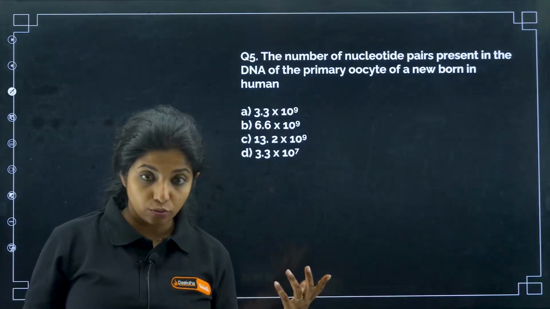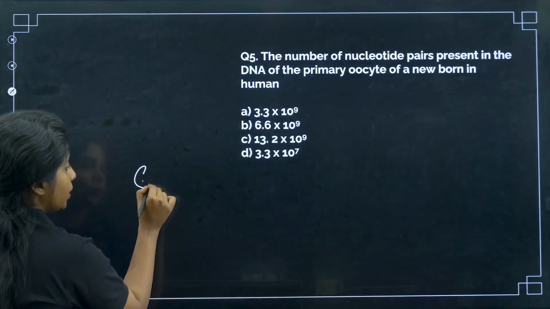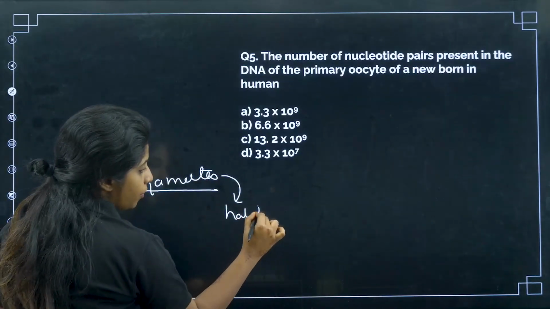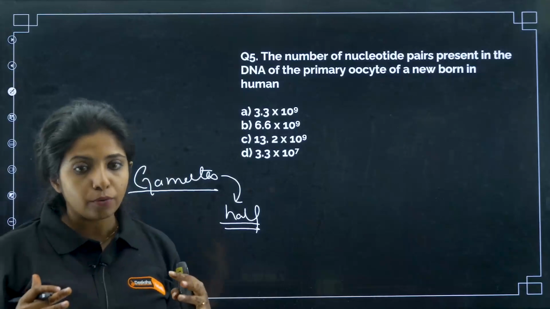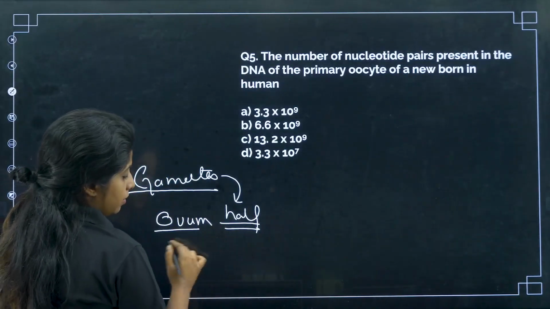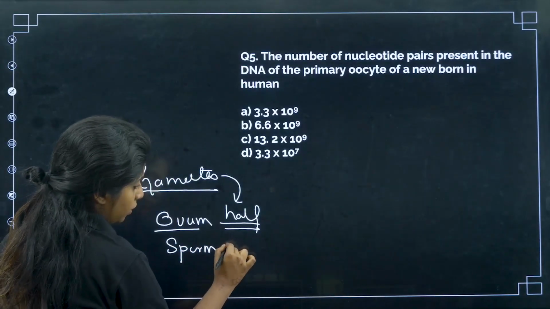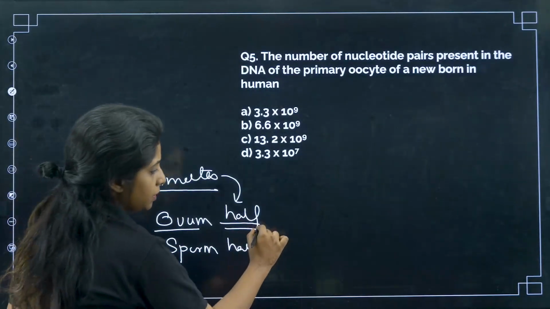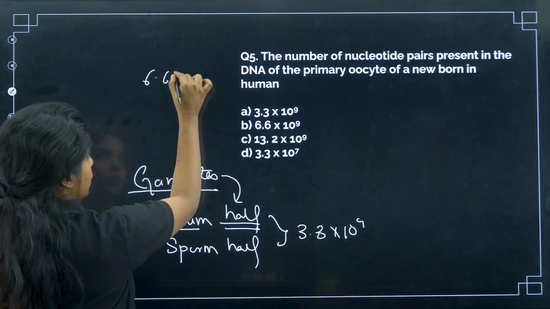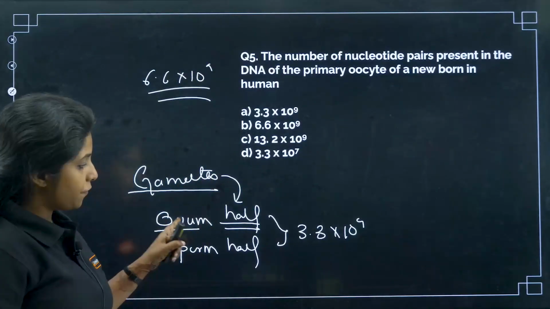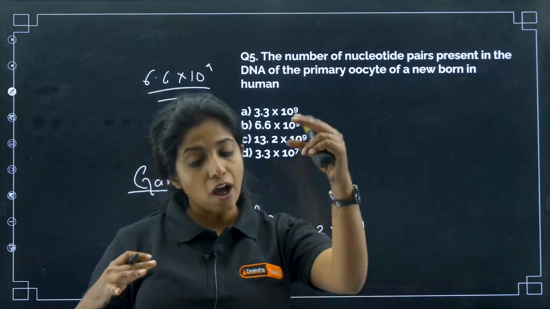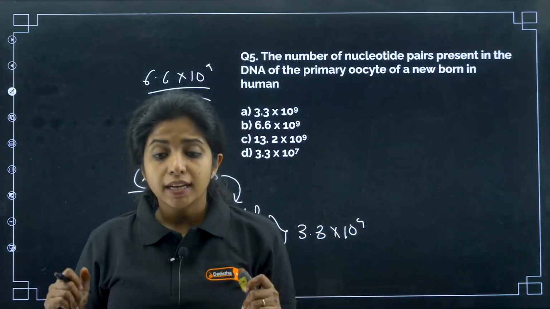Now, I'll tell you the logic I applied earlier: whenever I talk about gametes, gametes have half the number of chromosomes. For example, ovum has half, and sperm will also have half. What is half? Basically, the content will be 3.3 into 10 to the power 9, because the full content is 6.6 into 10 to the power 9. If it is ovum or sperm, the amount of DNA will be half, because half and half will come together and make a full in the case of zygote. That is what usually happens.